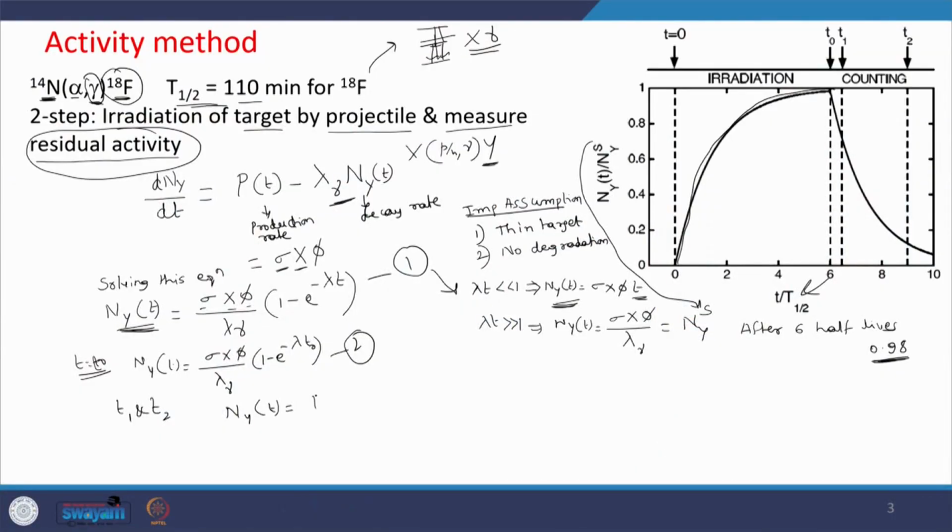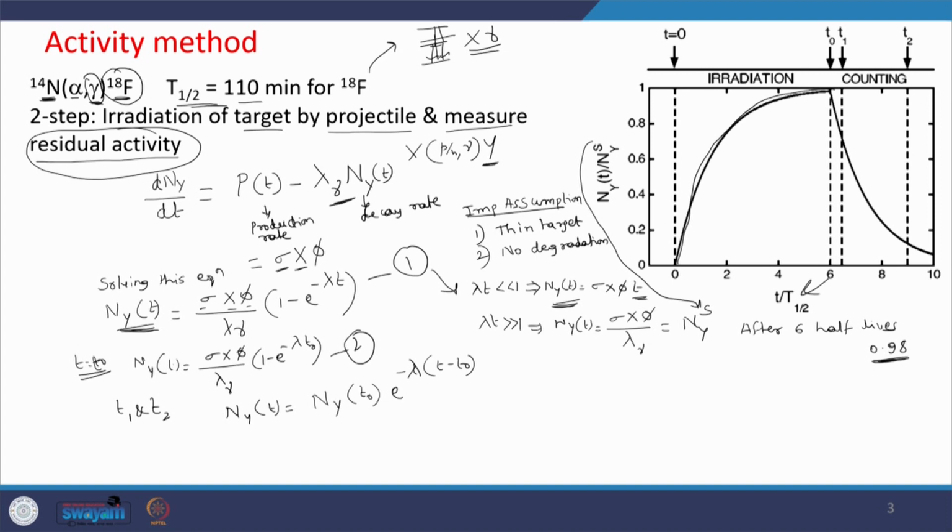So, P of t is 0. When P of t is 0, only decay is happening. How is this time evolution of residual nuclei happening? Very simple. N_y(t) is nothing but N_y(t_0) times e to the power of minus lambda (t minus t_0). So, this is how decay is happening.